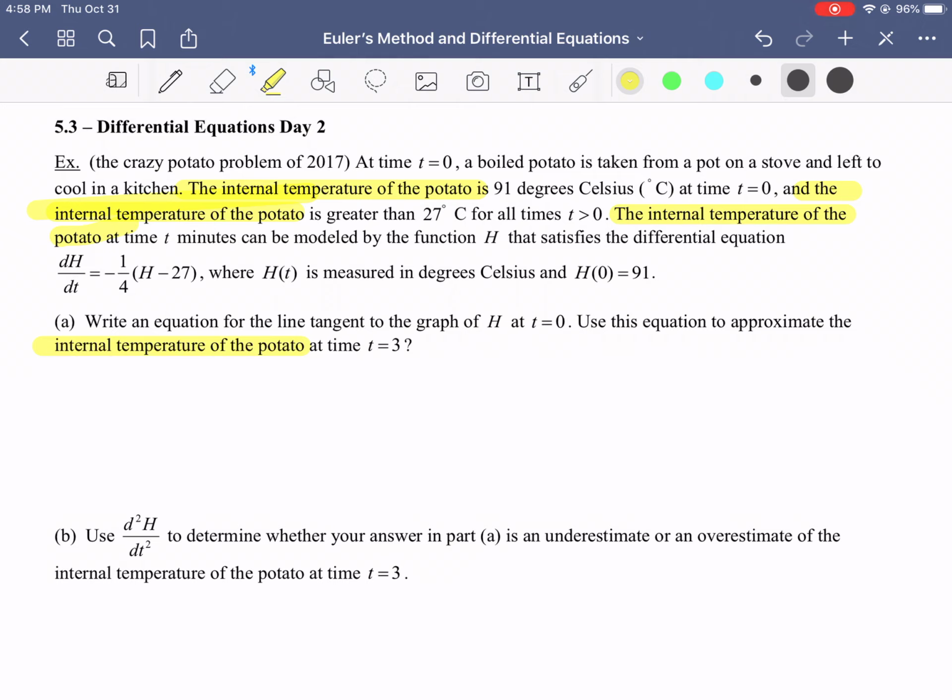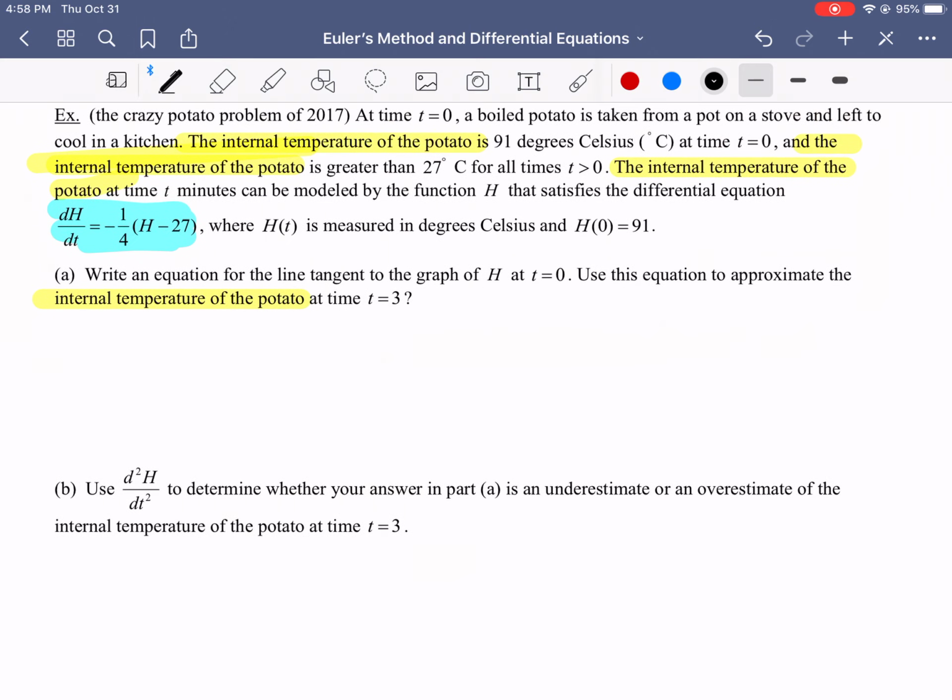So you've got to be careful and not get bogged down in all of the wording and try to actually figure out what are they asking me to do with the calculus. Okay, so we are given a differential equation here. That differential equation is dH/dt is equal to negative 1/4 times (H minus 27). And so we're going to be working with that differential equation in part A and part B. And then in part C, they're going to throw a completely different differential equation at us. So without further ado, let's go ahead and jump in here to part A.